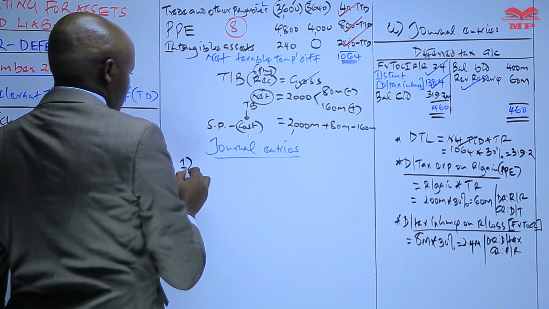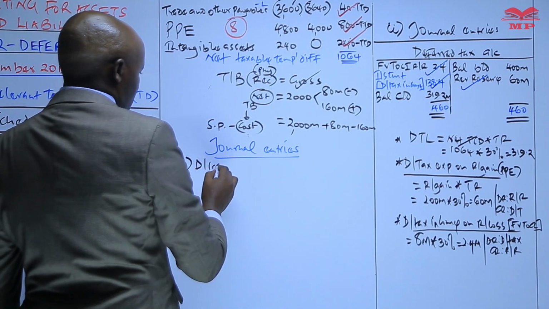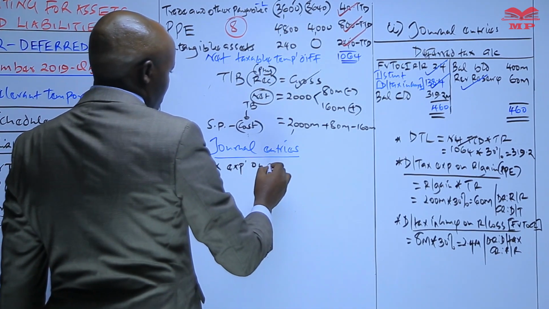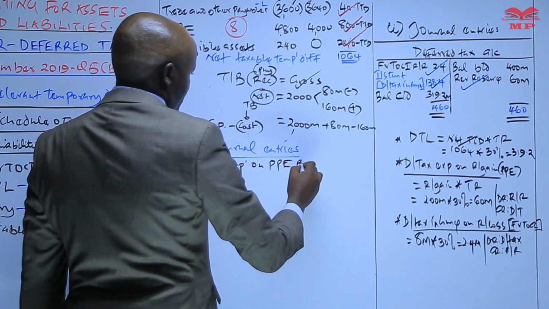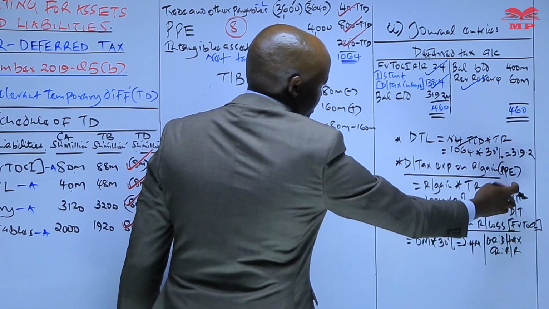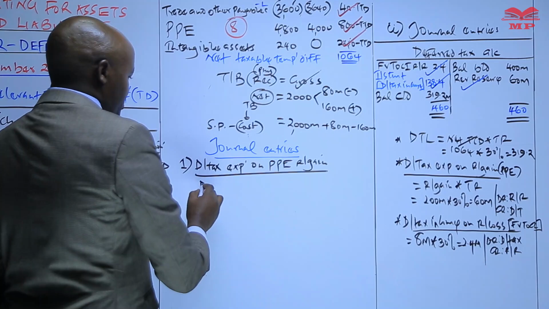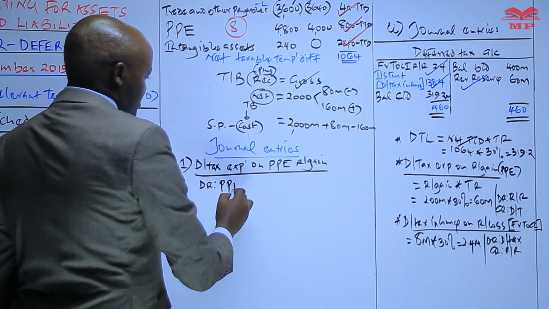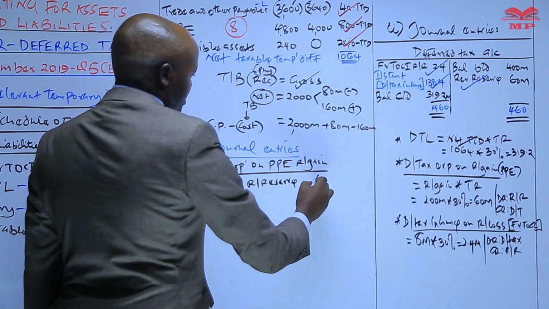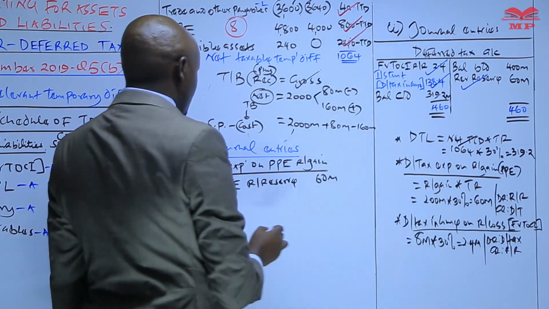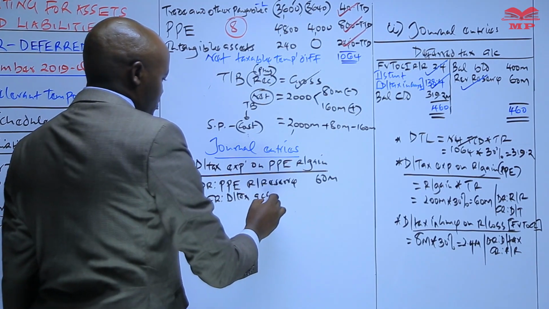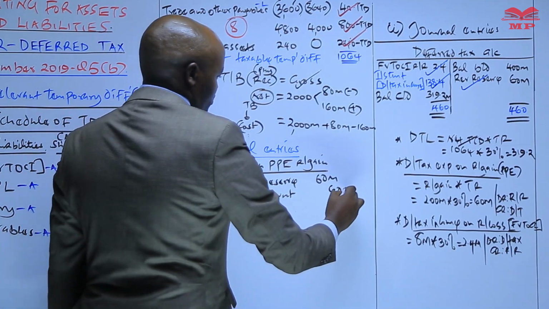So this is a journal entry on deferred tax expense on PPE revaluation gain. And I think I've already indicated the journal entry for that here. So what we do is that we debit the PPE revaluation reserve account with an amount of 60 million, that amount there. And then in that case, we credit the deferred tax account with the same amount of 60 million.